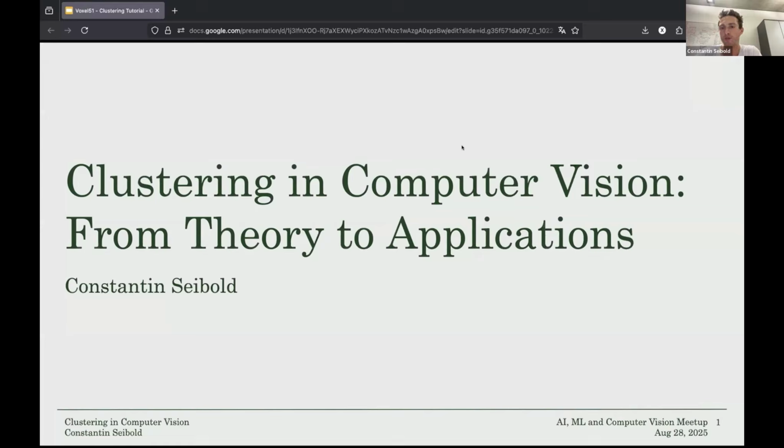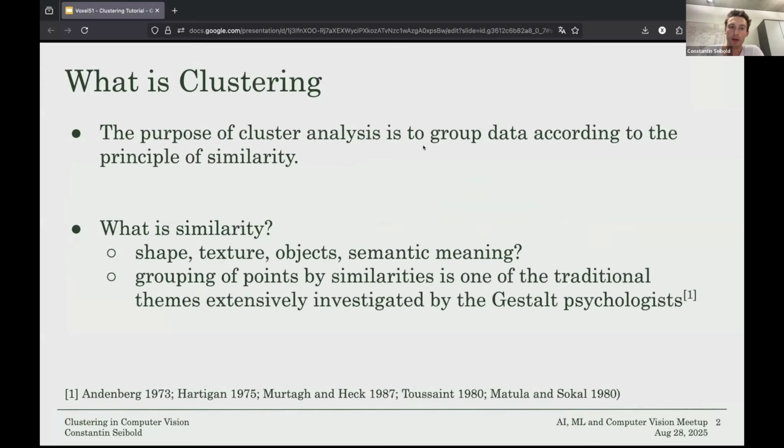And in this talk, I just want to present some basic ideas about clustering, potential shortcomings, and how you can apply these methods to general computer vision tasks. So, what is clustering in general? Clustering basically tries to group data points together based on some principle of similarity. The similarity can, for example, be shape, texture, objects, or any semantic meaning that you might have. And by this similarity, you group these based on how close they are on the metric that you choose.